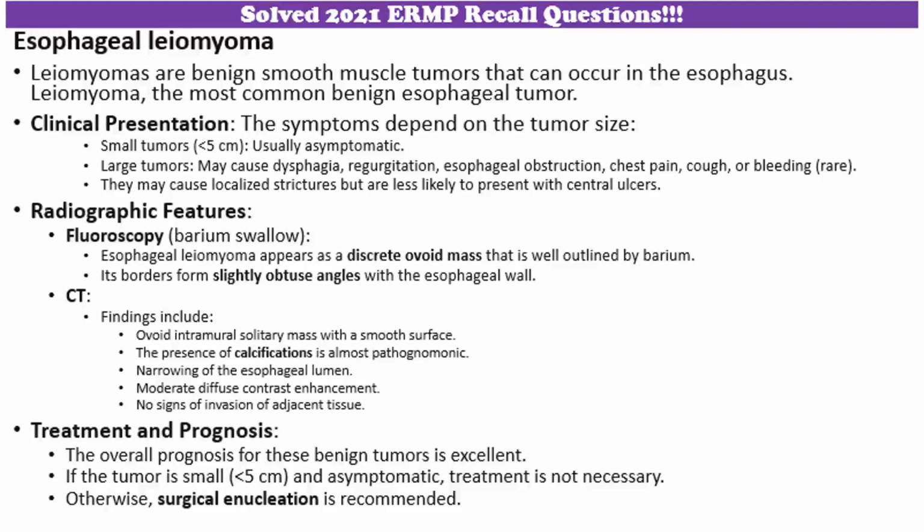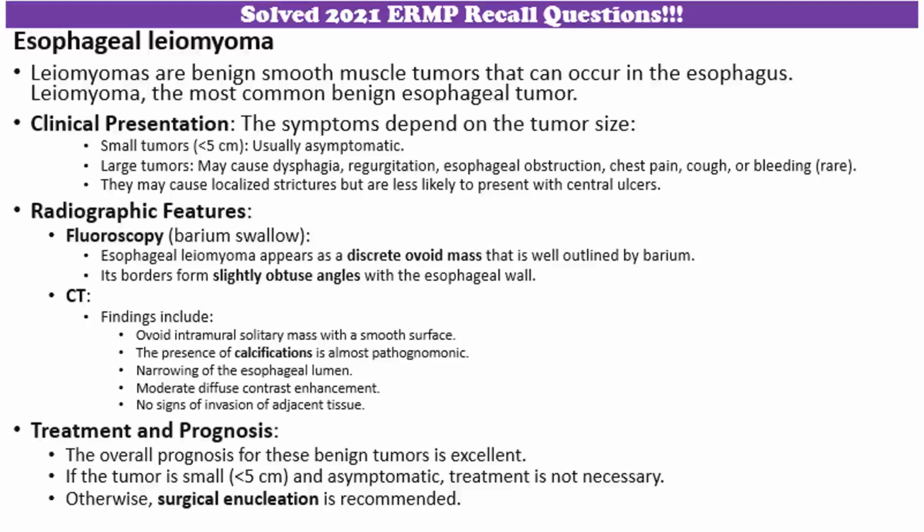Esophageal leiomyomas are the most common benign esophageal smooth muscle tumors. The symptoms depend on the tumor size. Small tumors are usually asymptomatic. Large tumors may cause dysphagia, regurgitation, esophageal obstruction, chest pain, cough, or bleeding, which is rare. They may cause localized strictures but are less likely to present with ulcers.